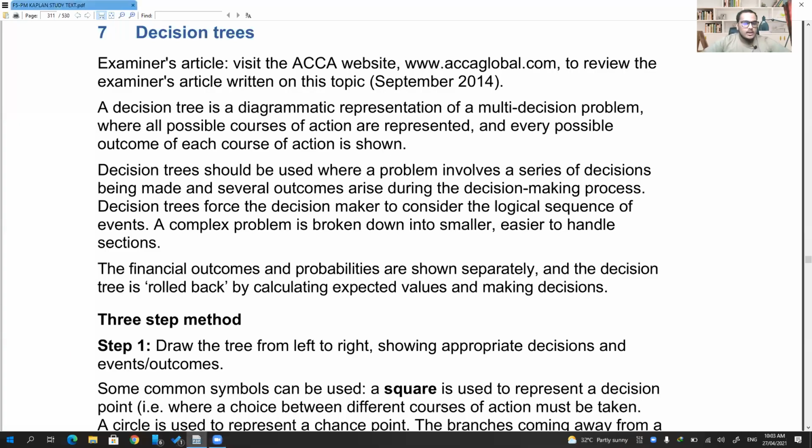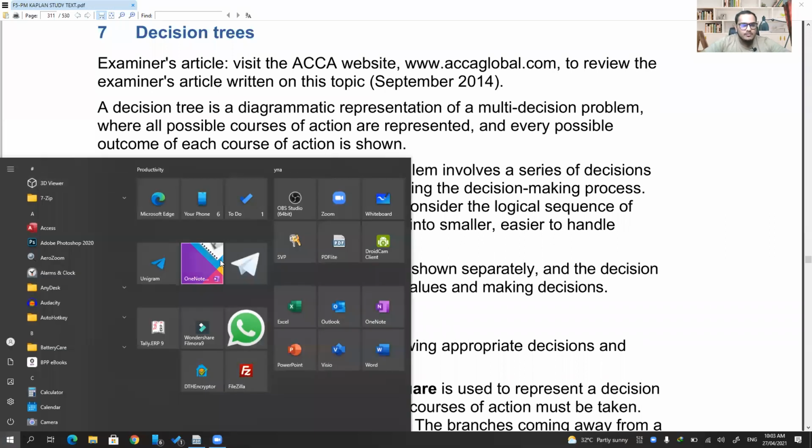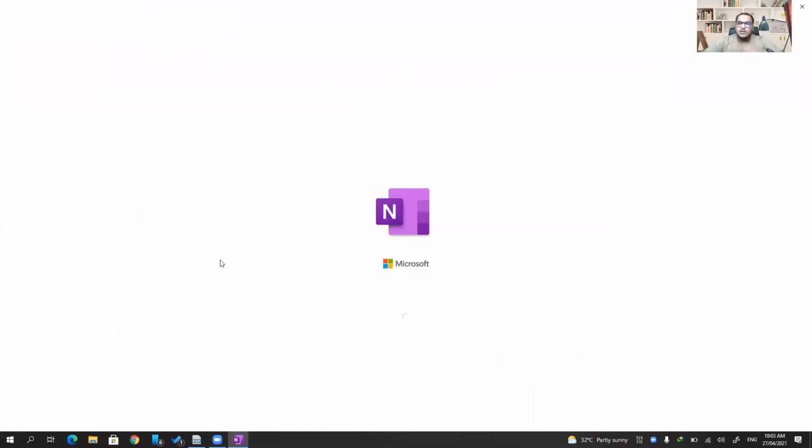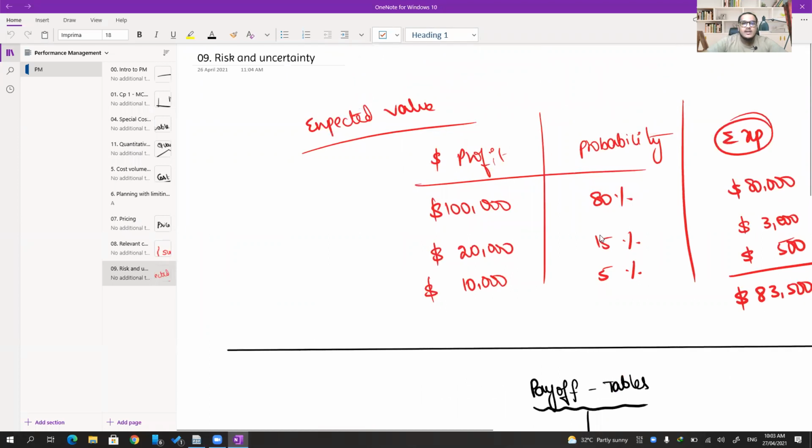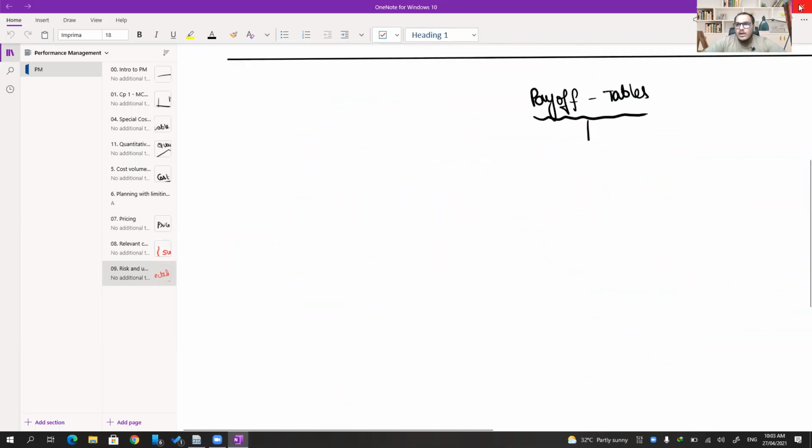Okay. So guys, in yesterday's session, we have almost finished relevant costing. I mean, we have finished relevant costing and we started with risk and uncertainty. In risk and uncertainty, we have completed the expected values and then payoff tables have been done. So now let's move on to the next topic in our discussion.